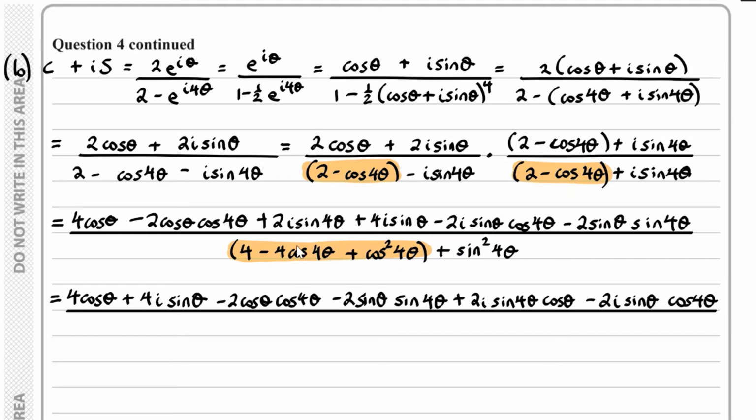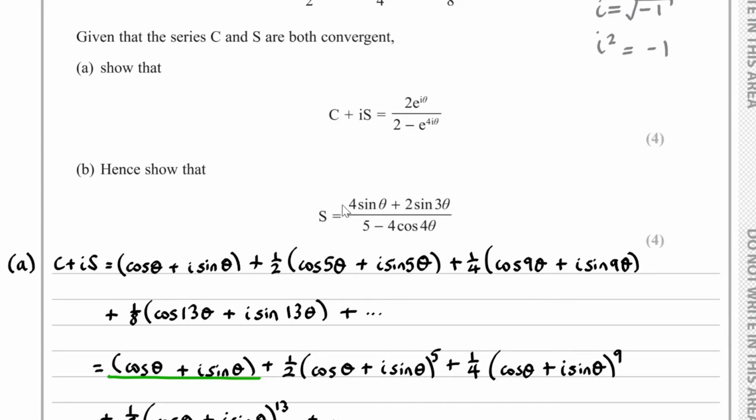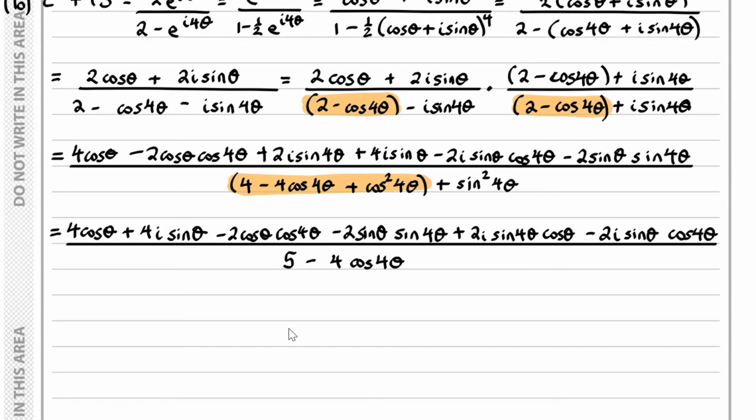On the bottom, be a bit careful. Cos squared 4 theta plus sine squared 4 theta, that's just 1. And then we have 1 plus 4, that's 5. So we have 5 minus 4 cos of 4 theta on the bottom. And if you take a look over here, we would now have to compare the imaginary terms to find out what s is. So now compare imaginary terms.